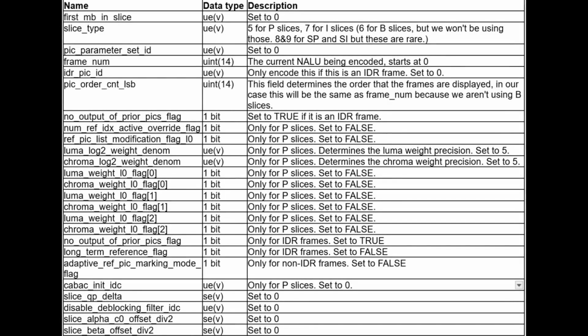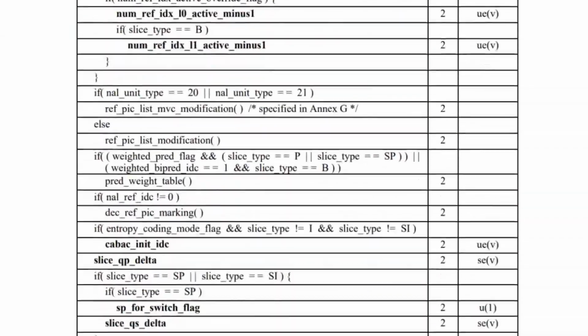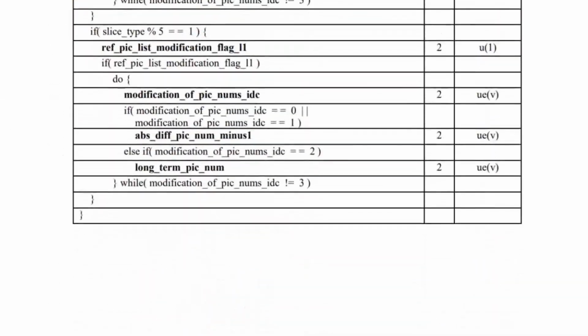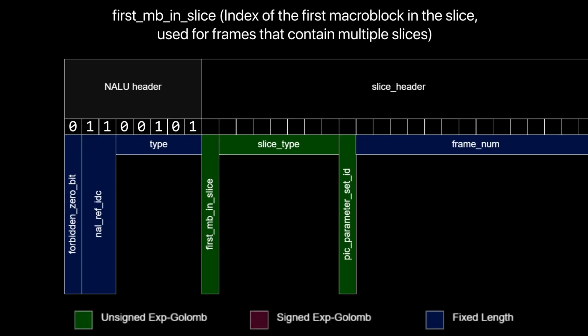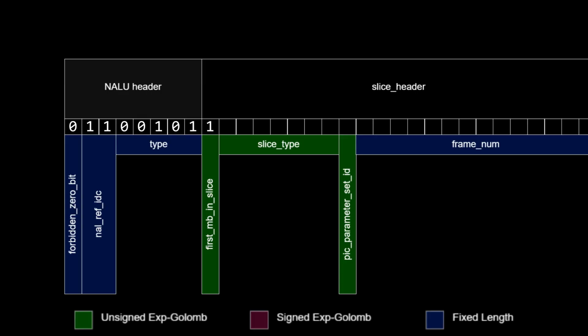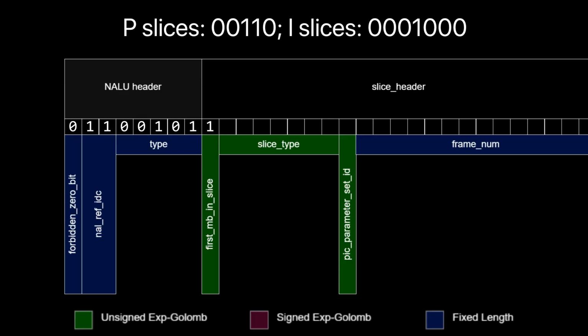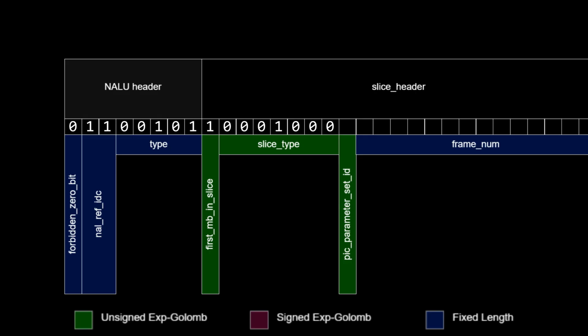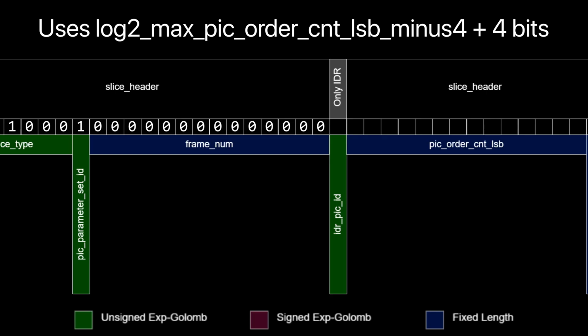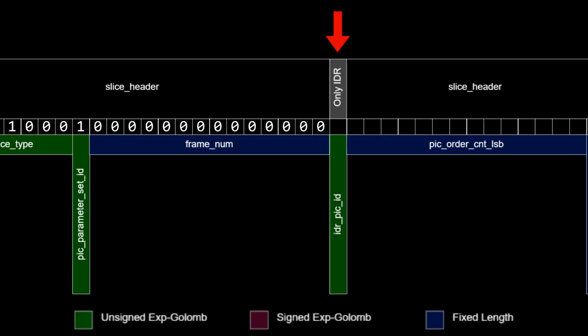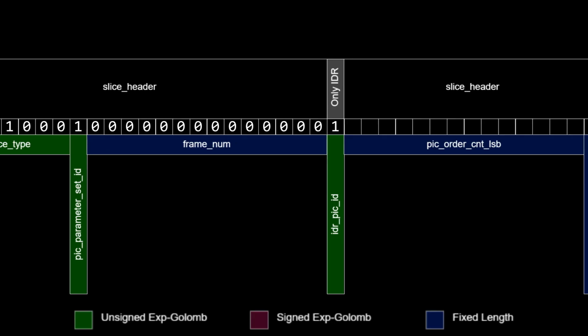Next, we'll use the following most commonly used fields for our slice header. The full slice header is defined in section 7.3.3 of the H264 specs. We'll set first macroblock in slice to 0. Our slice type will be 5 for P slices and 7 for I slices. Our picture parameter set ID will be 0. Next, the frame number is the current NAL unit being encoded starting at 0. IDR picture ID will only be encoded if this is an IDR frame, and it will be set to 0.